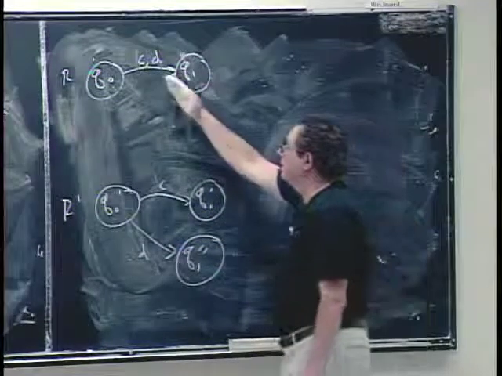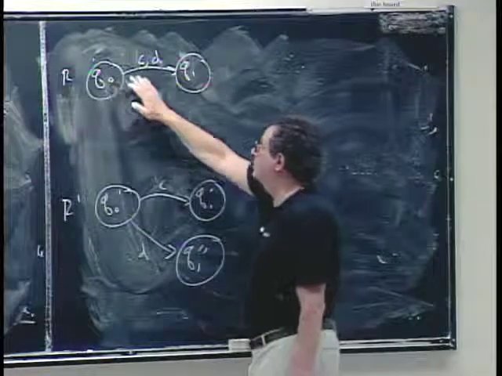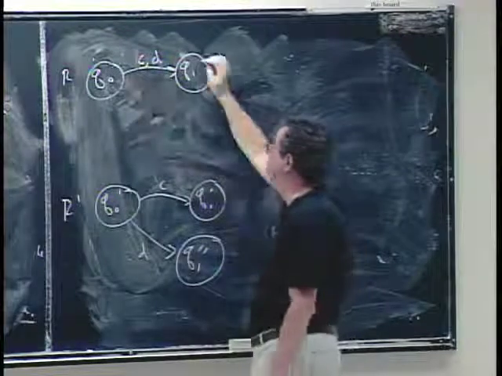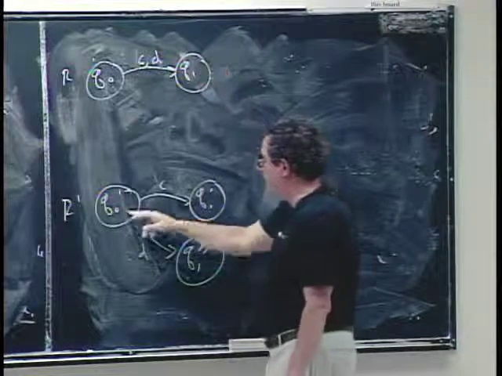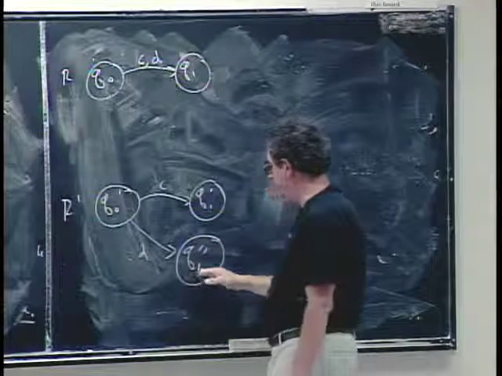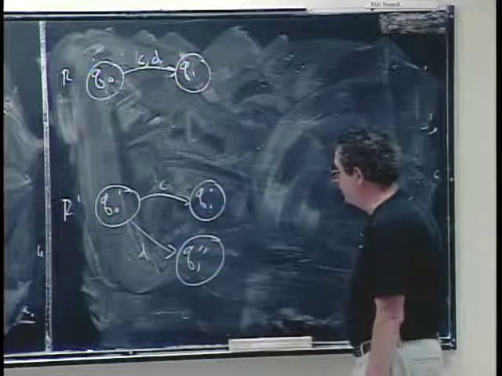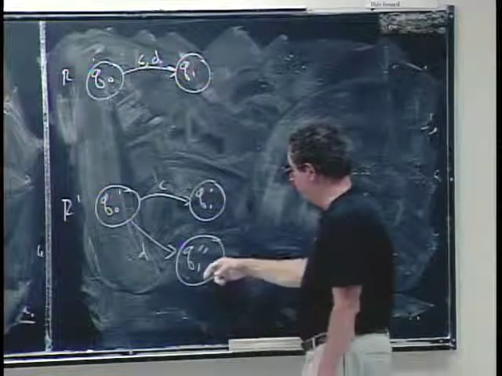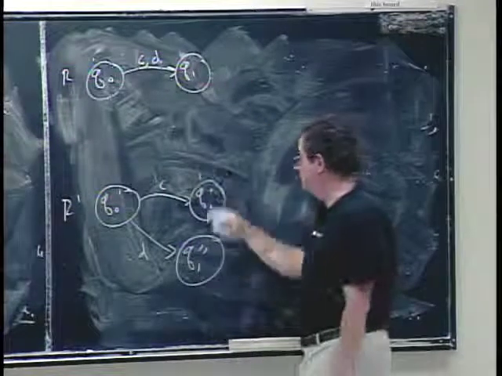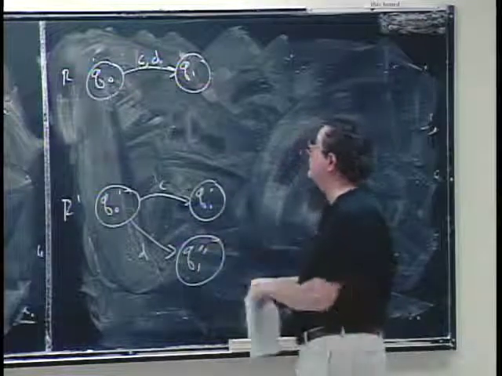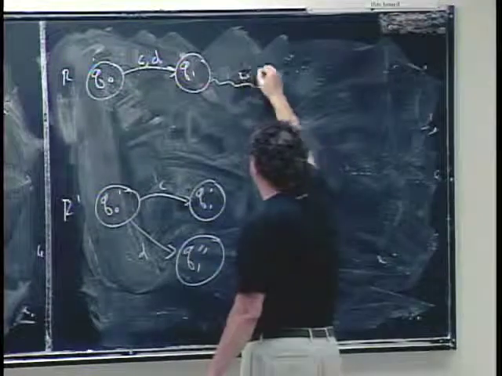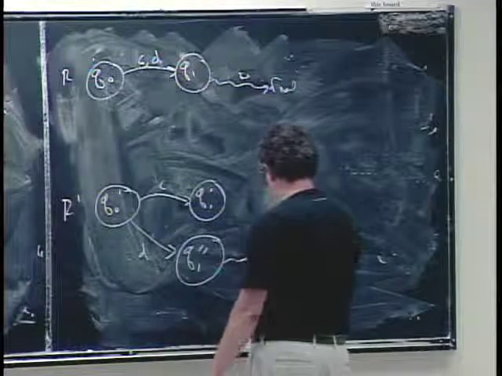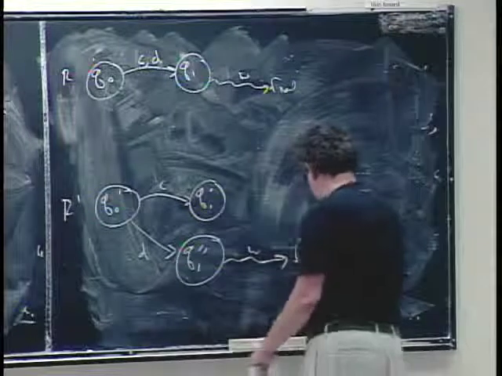Well, by the argument I just gave a little earlier, since Q0 goes on D to Q1, and Q0 prime goes on D to Q1 double prime, we still have to have that Q1 is indistinguishable from Q1 double prime. Because again, if these two were distinguishable, then there's some string W that takes you to a final, and a string W that takes you to a non-final.